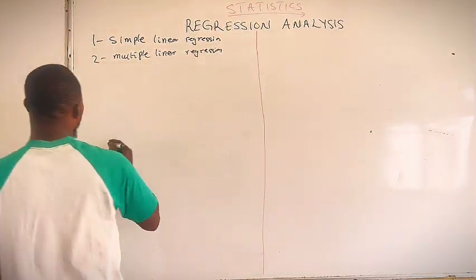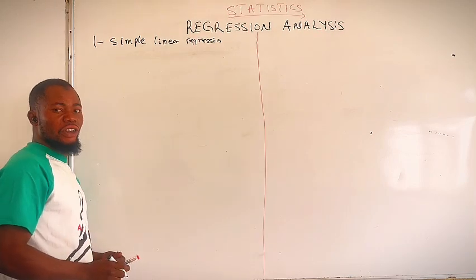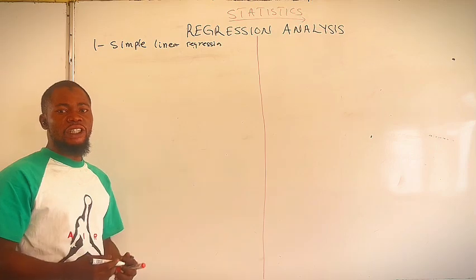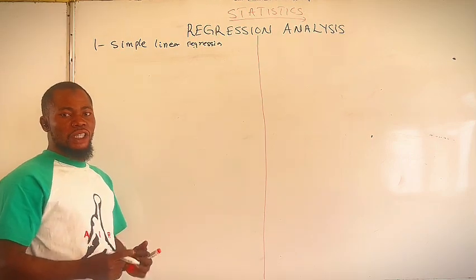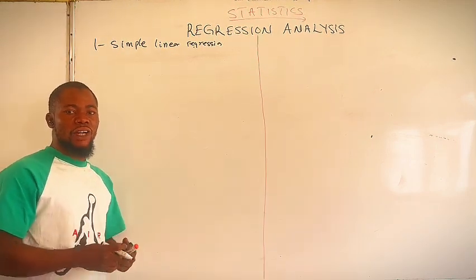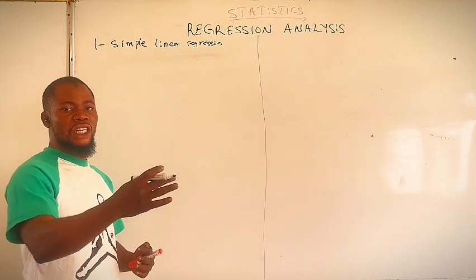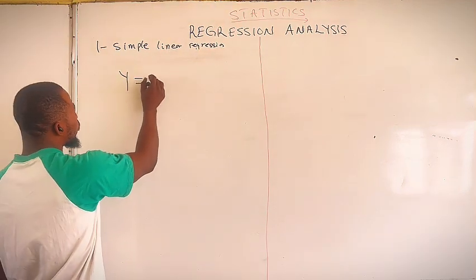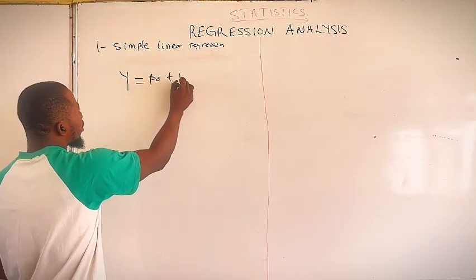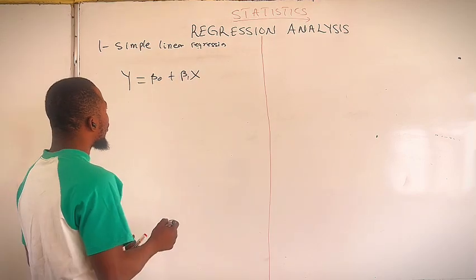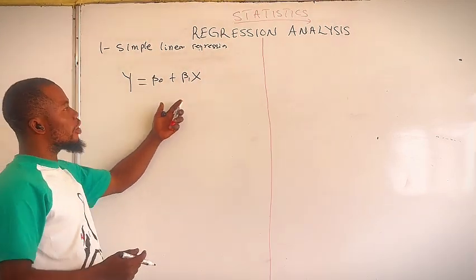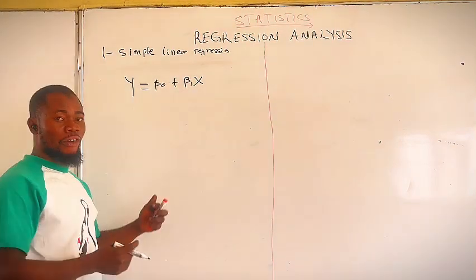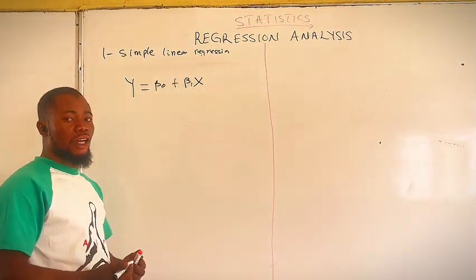We'll start with simple linear regression. Simple linear regression is a type of regression that allows us to study the relationship between two given variables, the dependent variable and the independent variable. The relationship is always linear, which can be represented by a linear equation as y equals beta naught plus beta 1 x. This is the simple linear regression equation, or the model fit, that we can use to find the relationship between the two given variables.